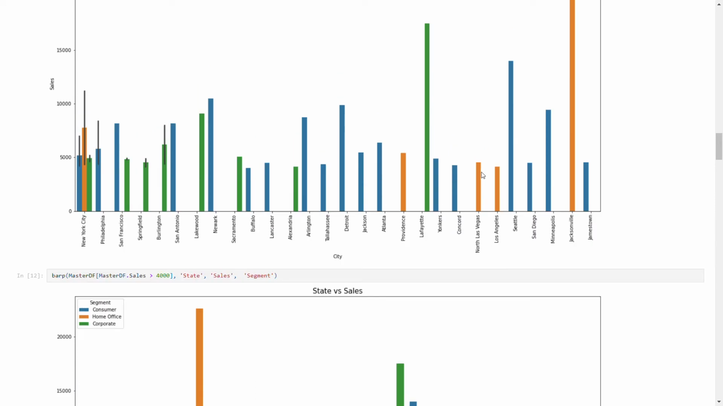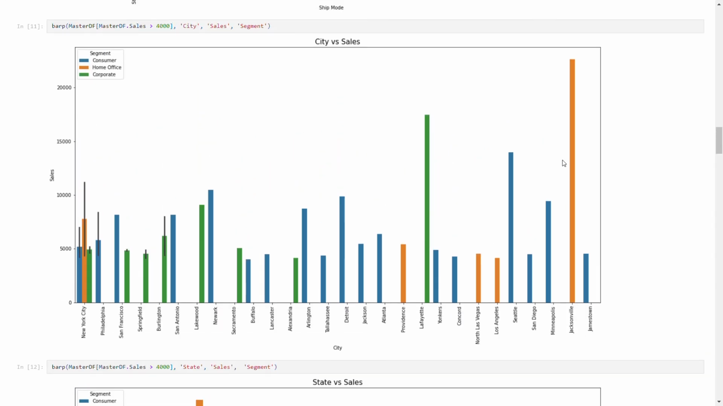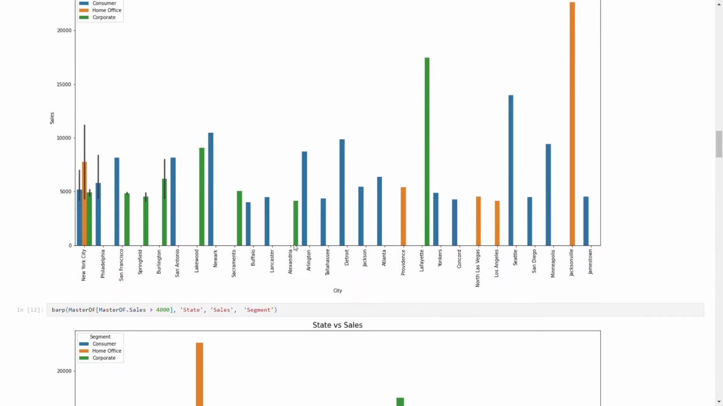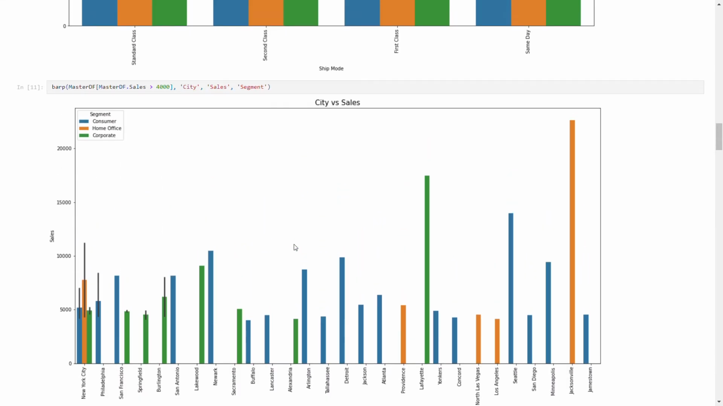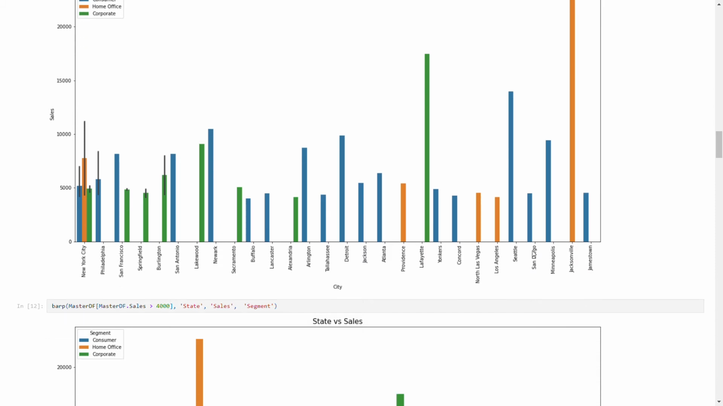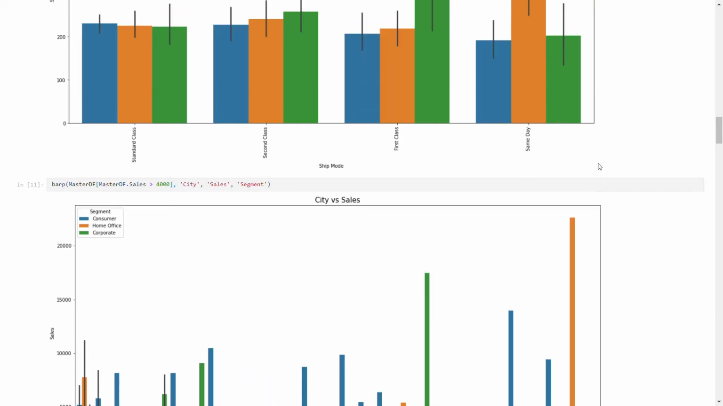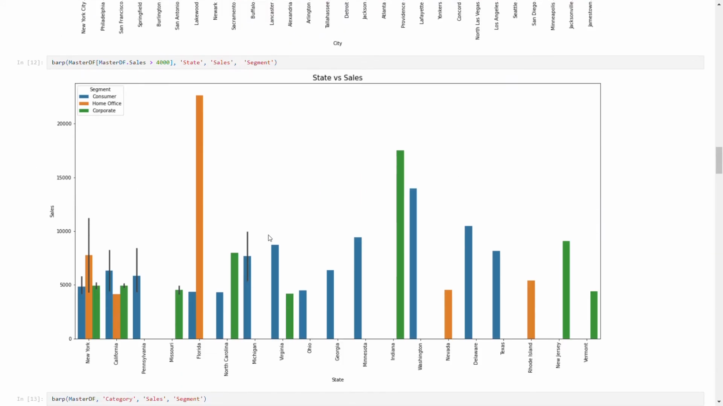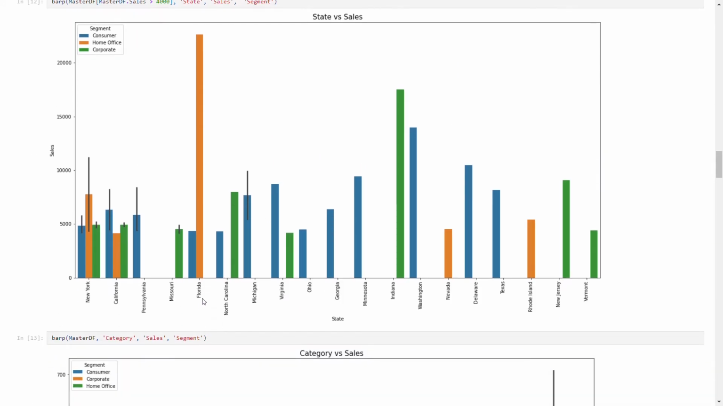So let's have the other analysis. We can see that home office is highest if we compare by city. Remember that we are comparing the cities which have more than 4,000 in sales, because we have a huge list of cities. In that top 4,000 we have Jacksonville as the highest in home office segment sales, and then we go for the statewise plot. Florida has the highest in home office segment.